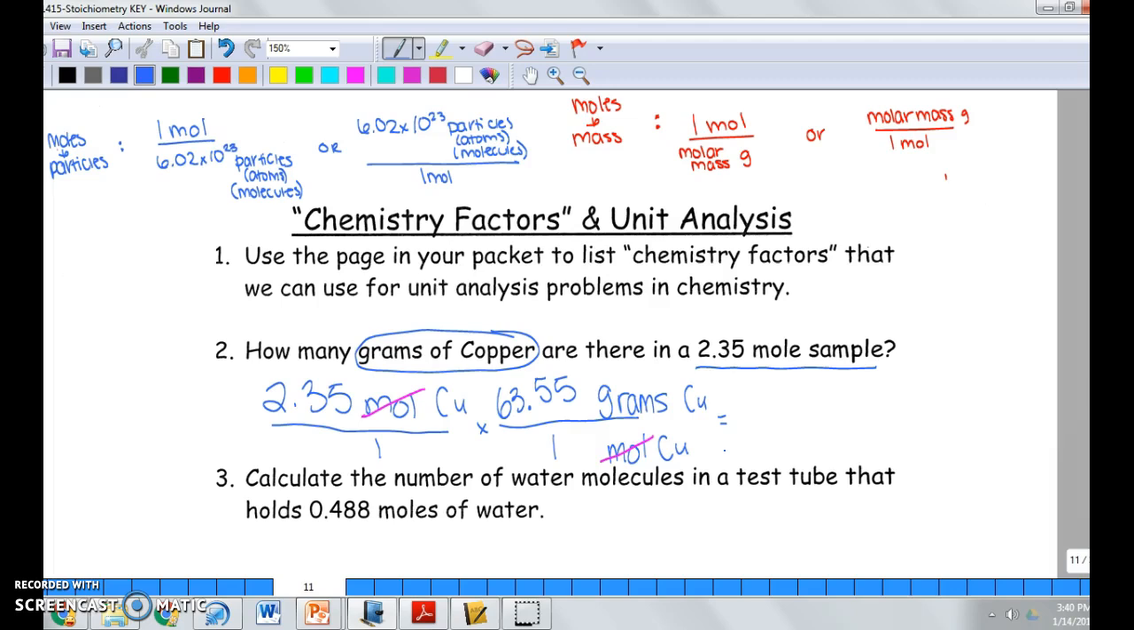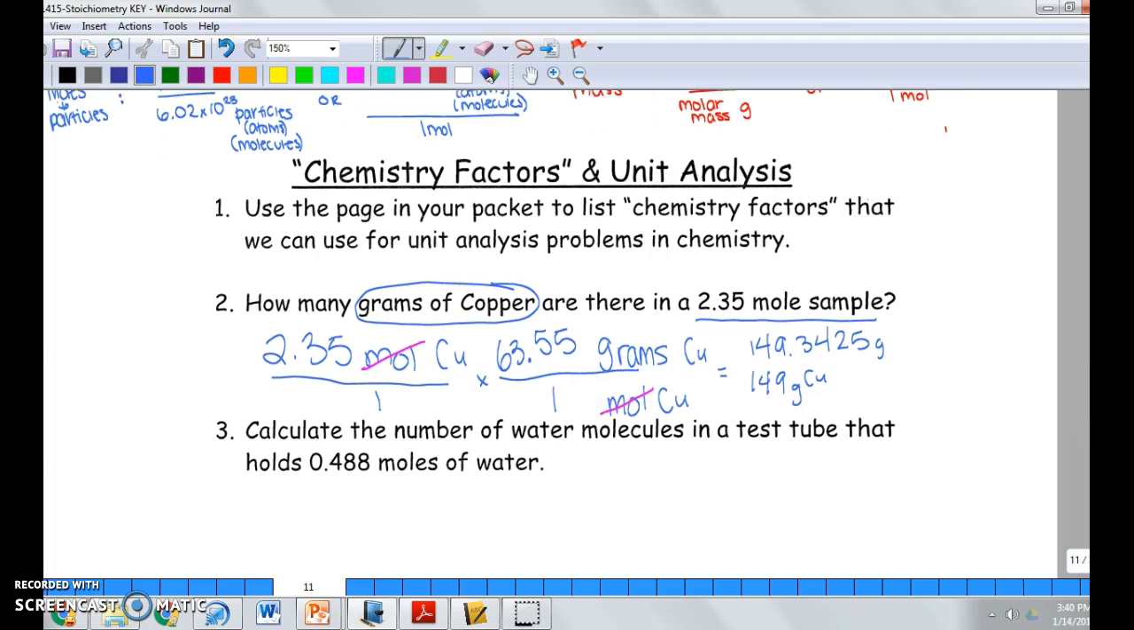Then I went ahead and calculated. I just multiplied everything across the top and I got 149.3425 grams. Now, the tricky thing here is the sig figs. Is it really that tricky though? You can decide. But I've got 3 sig figs in my value here. You do not include the sig figs of the grams of copper, so my answer should be 149 grams of copper.